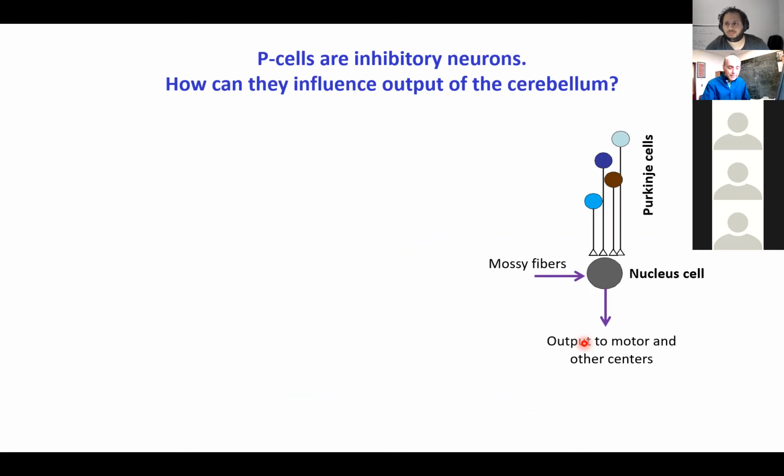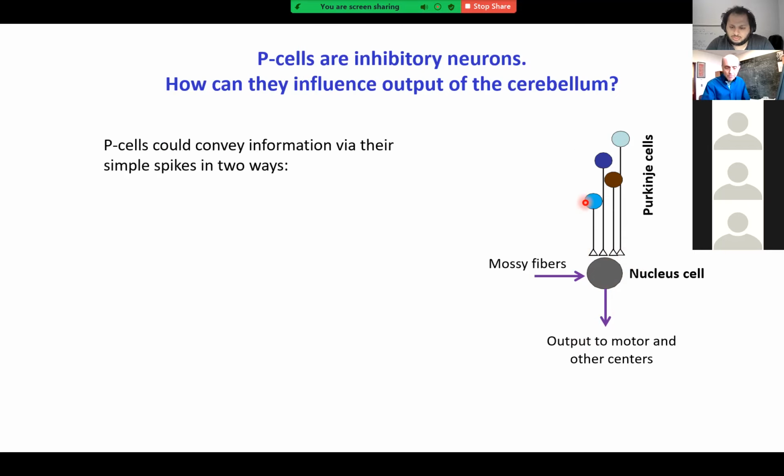Now, the problem is that these Purkinje cells are inhibitory neurons, right? So they're inhibiting this nucleus. And it can affect the timing of when the nucleus cell fires through inhibition. But I'm going to show you there's something even more interesting. There's also synchronization of the spikes amongst themselves. So they can convey their information to the nucleus in two ways.